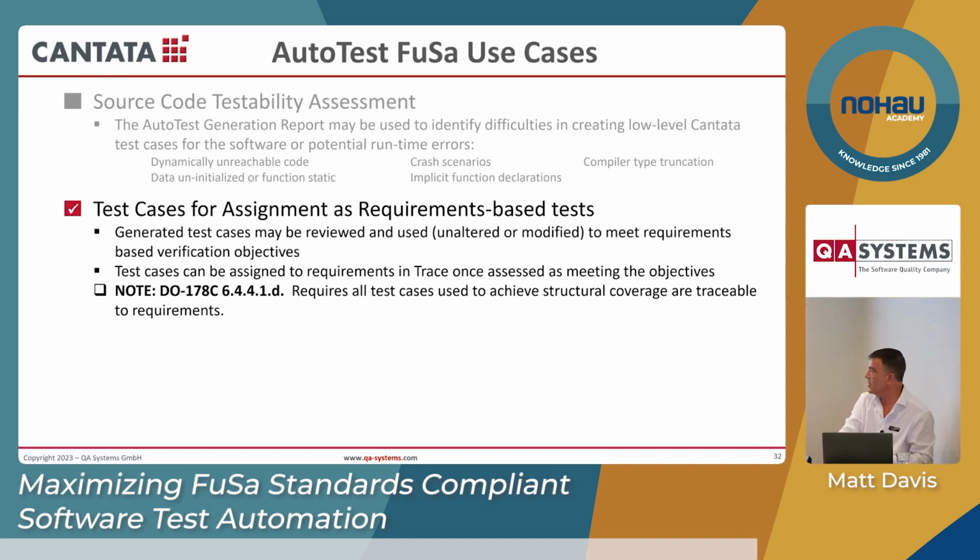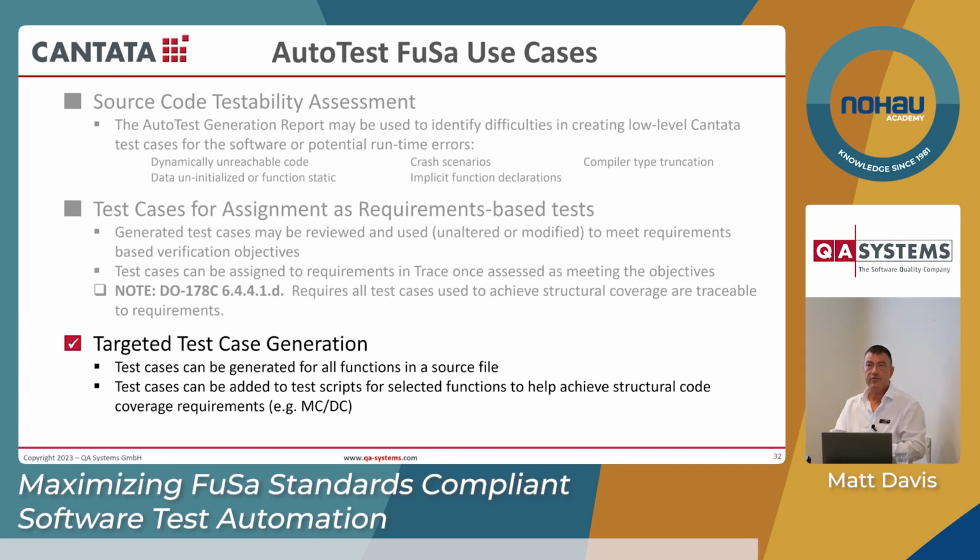That requires traceability. And you can have targeted test case generation. You do not have to take all your code and generate all your tests using AutoTest automatically. You can write some of your tests in Cantata, some robustness tests, some others, and go, I can't achieve 100% decision coverage. I don't know what values to use and parameters. I know, I'll choose that function and go AutoTest, and it will generate them for me, in addition to the ones you've had.